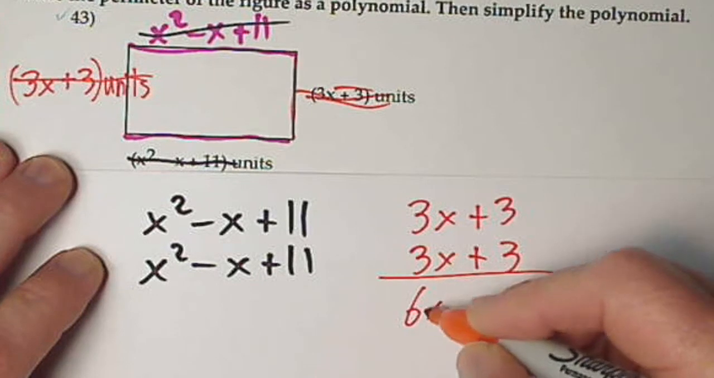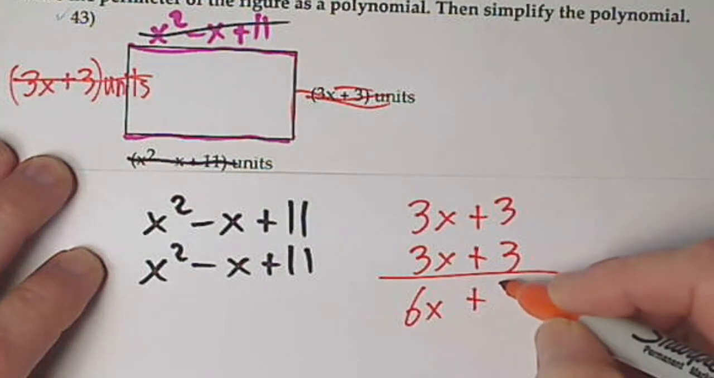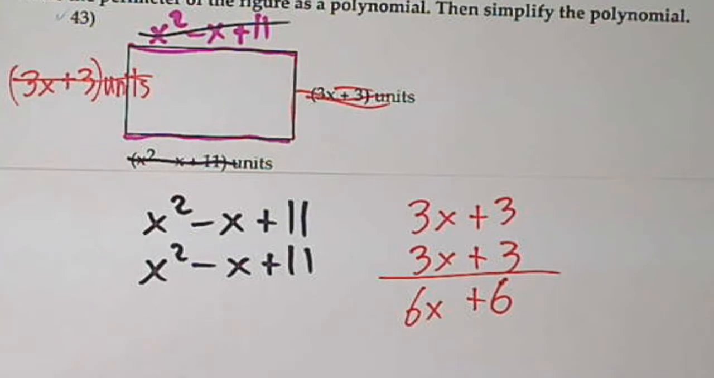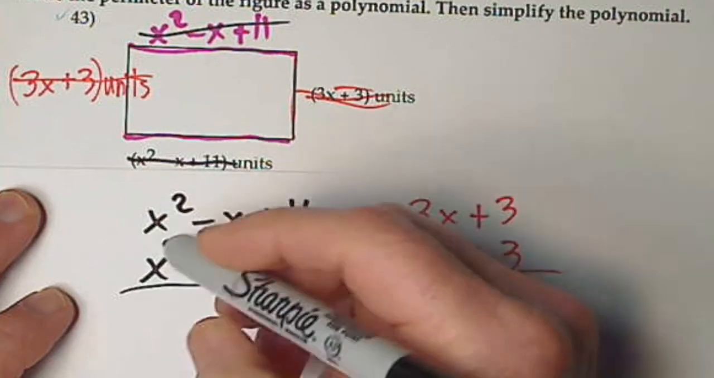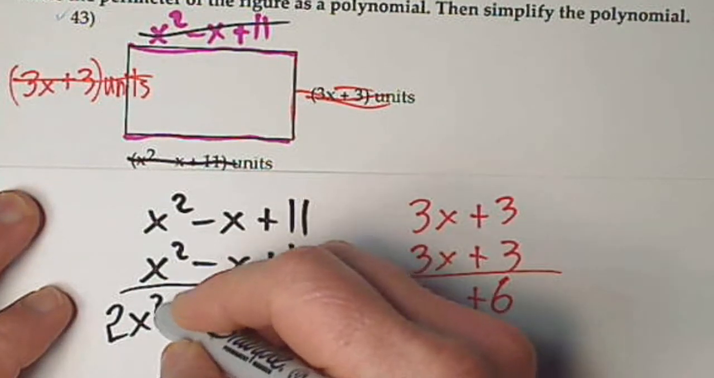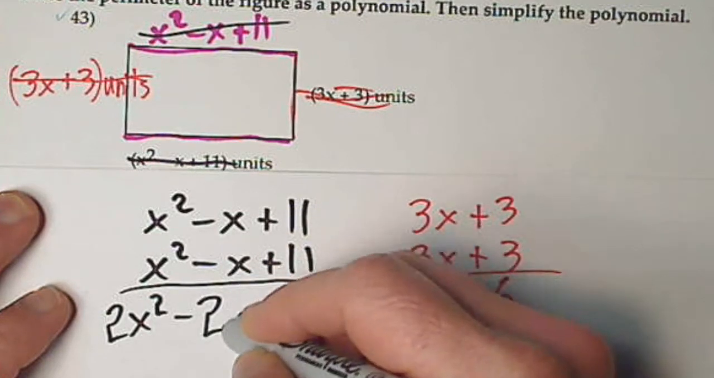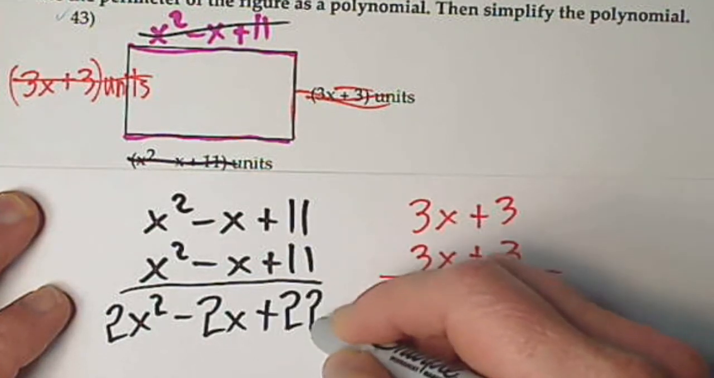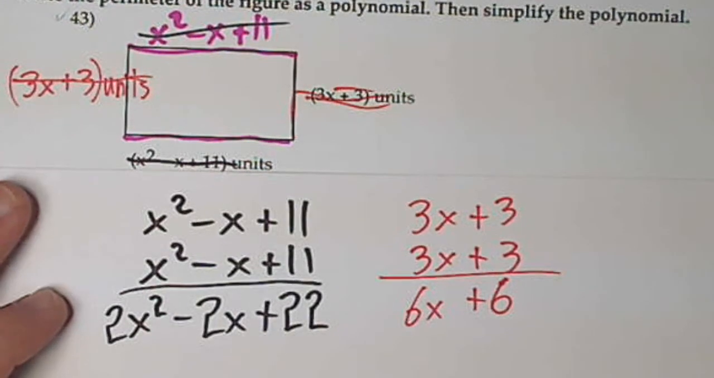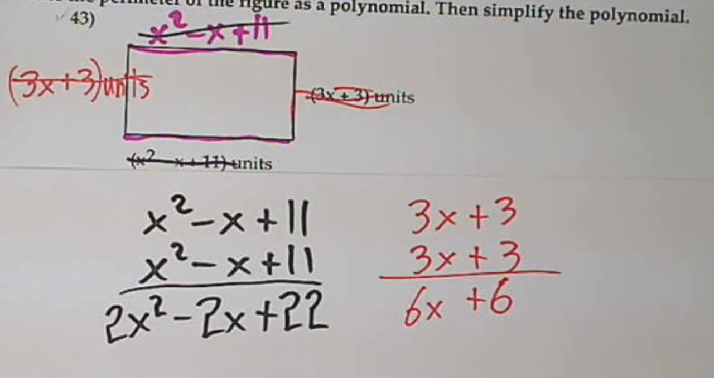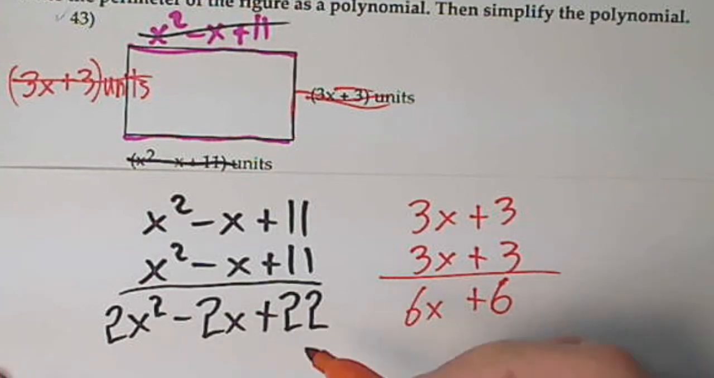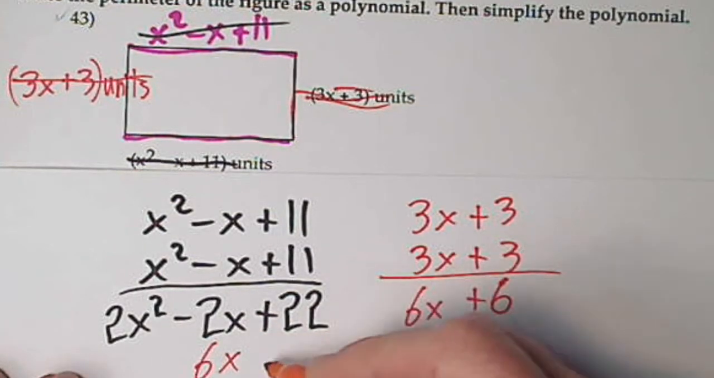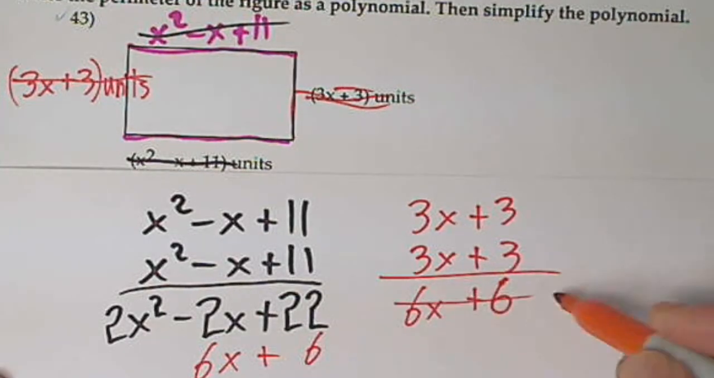So this is really 6x plus 6. And over here, we're adding all these. This is 2x squared minus 2x plus 22. There aren't enough 2's in this problem. And now it might be a little bit easier to stack them up here. So this 6x plus 6, I need to combine it with this. So I'll just put 6x plus 6. Alright, so that's that one.